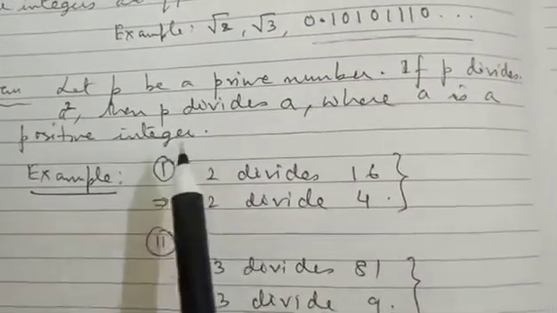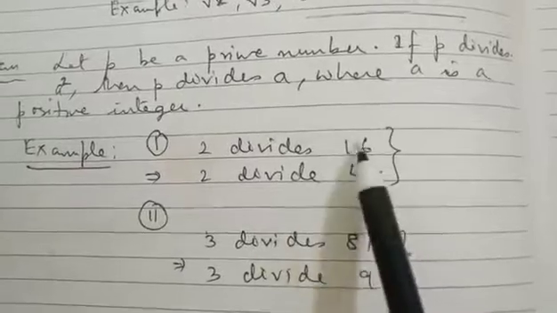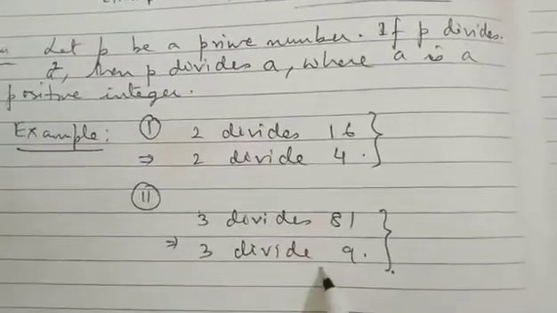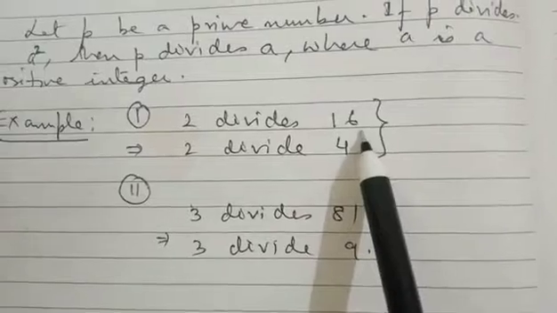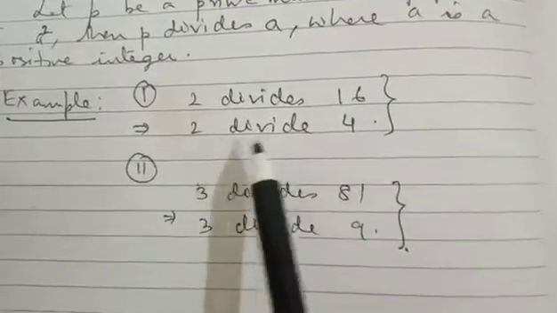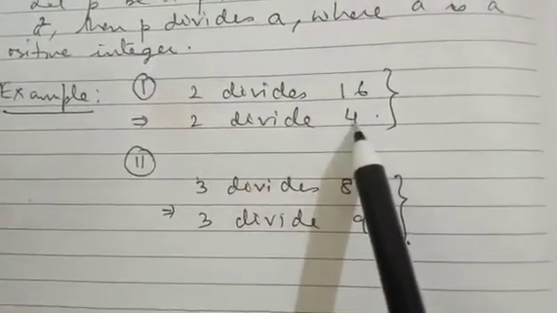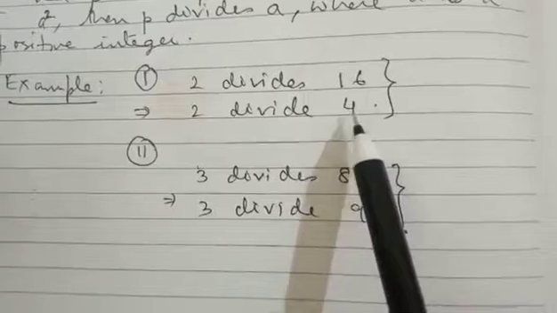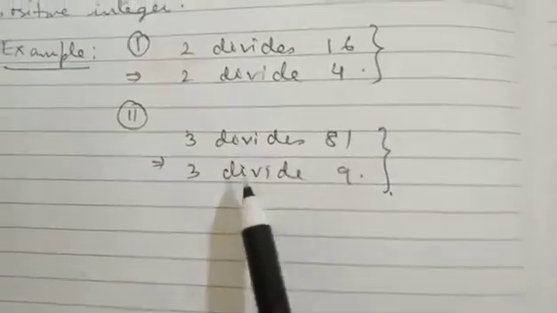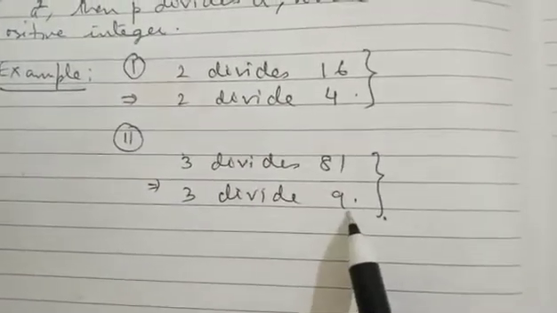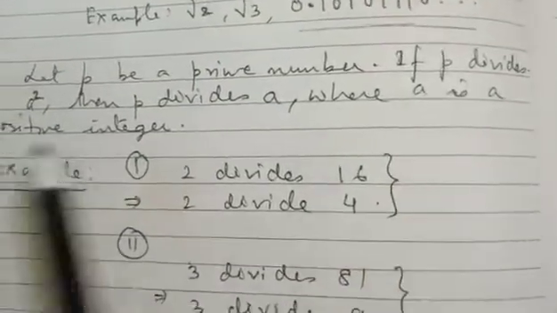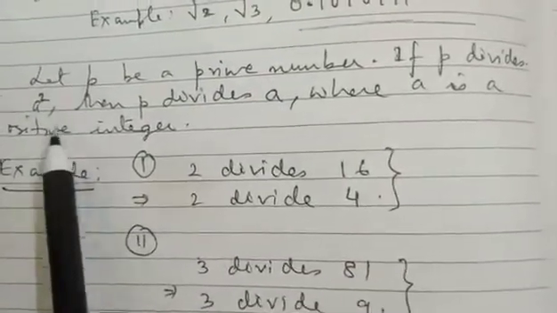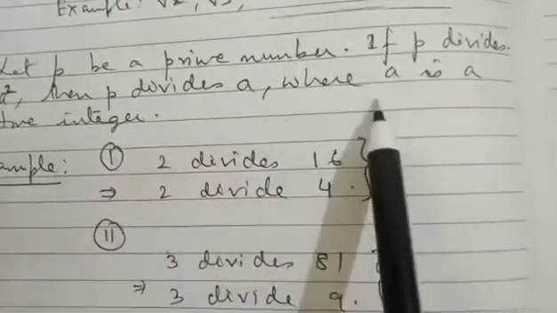Now to explain this theorem, I have taken two examples. Suppose 2 divides 16, then 2 will surely divide 4. In the same way, if 3 divides 81, then 3 will divide 9. That means if p divides a square, then p divides a.